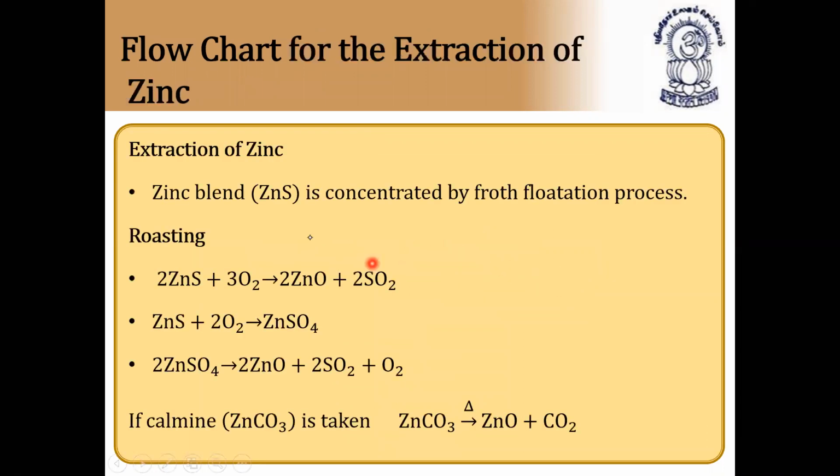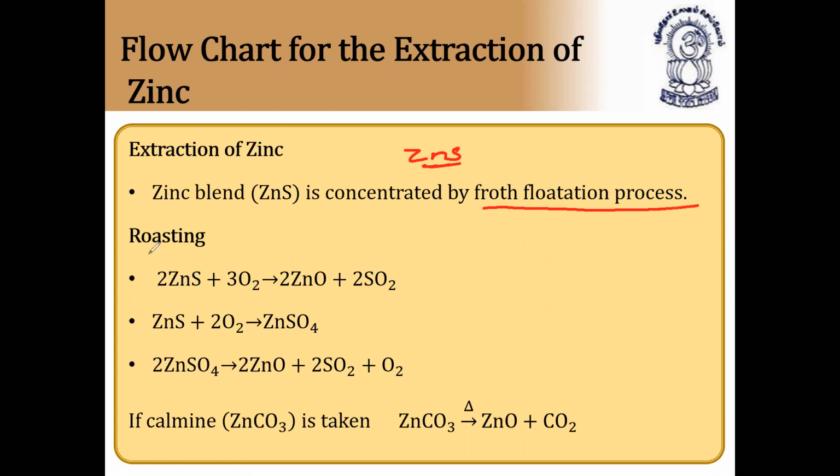Next we have the flow chart for the extraction of zinc. First, zinc blende is concentrated. Any sulfide ore is best concentrated by means of froth flotation process. What the froth flotation process is, we have explained already. Then we get concentrated zinc sulfide, that is zinc blende. This concentrated zinc blende will then undergo roasting.